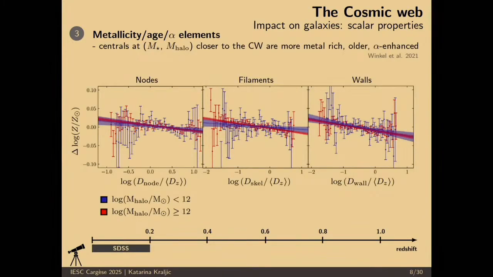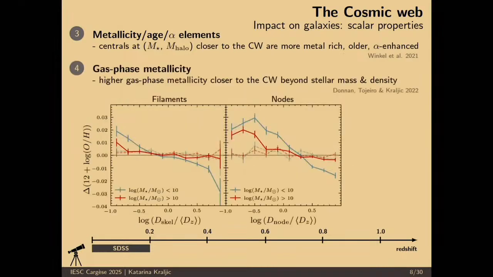Now, of course, you can think about all possible properties of galaxies that you can measure. Here's an example showing that central galaxies, so this time we're focusing only on the centrals, at fixed stellar and halo mass, that are closer to the nodes, filaments, and walls tend to be more metal-rich. They tend to be older and have higher enhancement in alpha elements. So this is a result only from the very local universe thanks to SDSS.